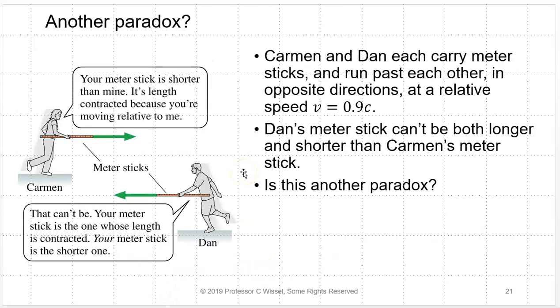Now here possibly is another paradox. Students ask me this all the time. We have Carmen and Dan, each carrying meter sticks and running past each other in opposite directions at a relative speed of 0.9 c. Carmen looks at Dan as he runs by and says, Dan's meter stick is shorter than mine. Its length is contracted because Dan is moving relative to me. Dan looks at Carmen and says, that can't be. Your meter stick is the one whose length is contracted. Your meter stick is the shorter one. Who's right? Because Dan's meter stick can't be both longer and shorter than Carmen's meter stick, and Carmen's meter stick can't be both longer and shorter than Dan's meter stick.